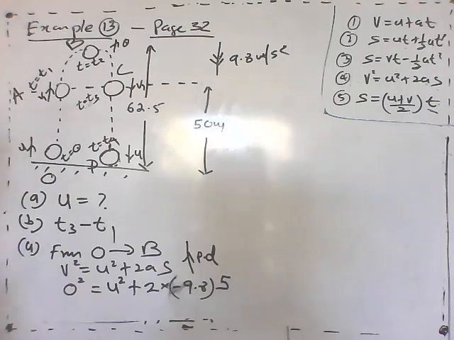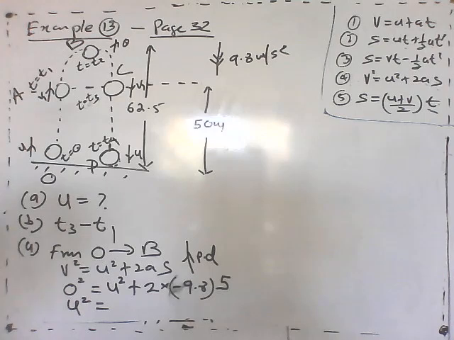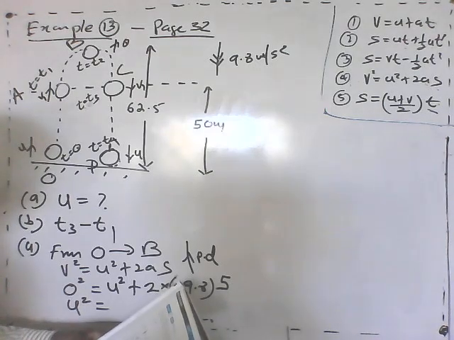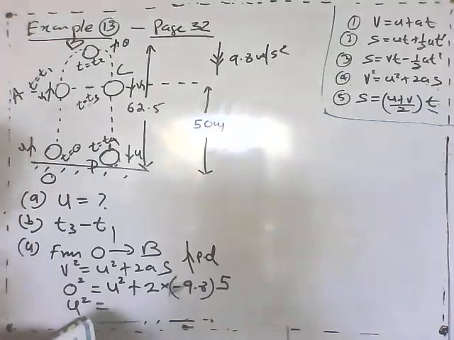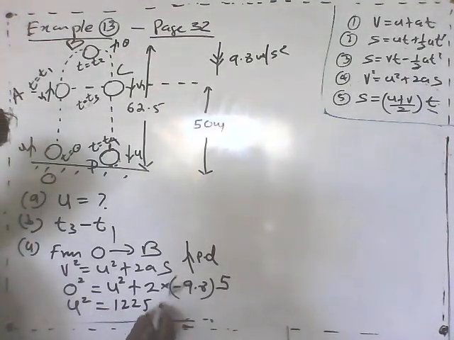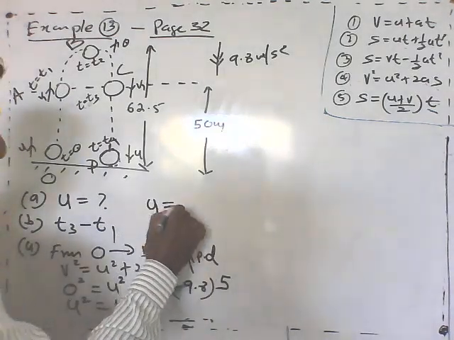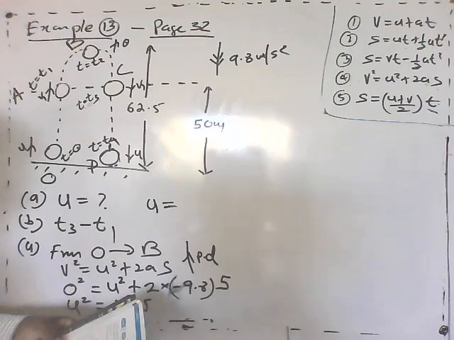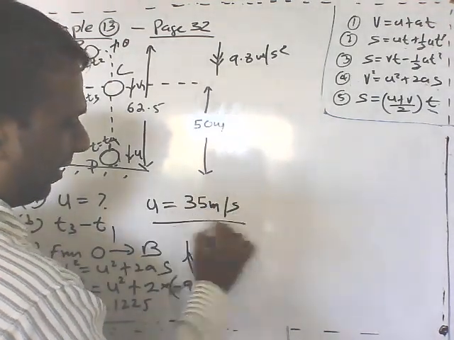So u square is equal to 1225. Then u is equal to 35 meters per second. Please also attempt this and see.